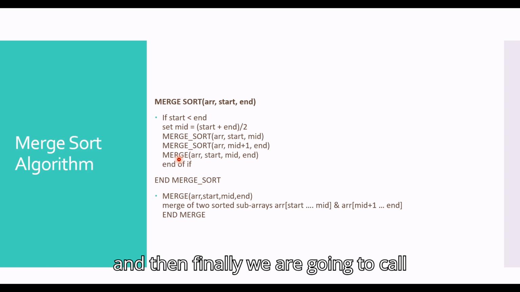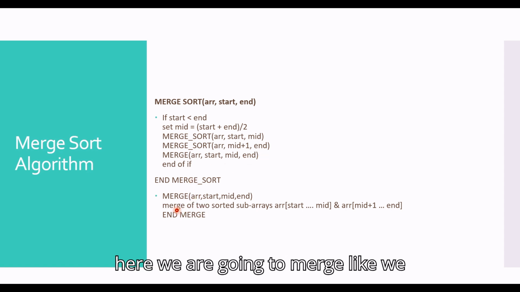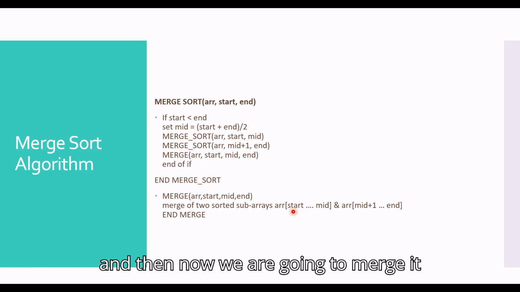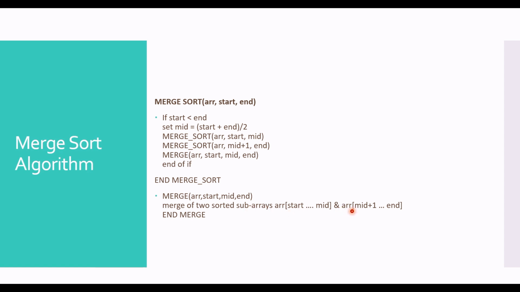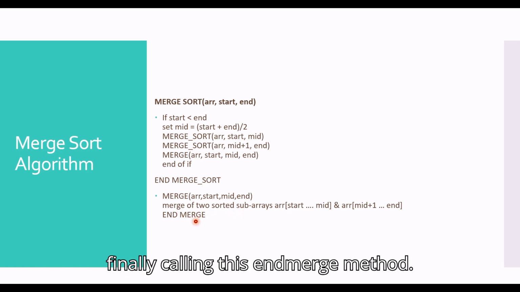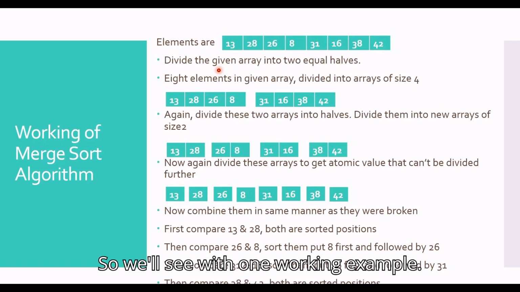And then finally we call the merge method, the merge function, whose inputs are the array, start, mid, and end indexes. Here we sort the subarrays and then merge them in a certain order, and that is how we finally call this merge method. So we'll see it with one working example.